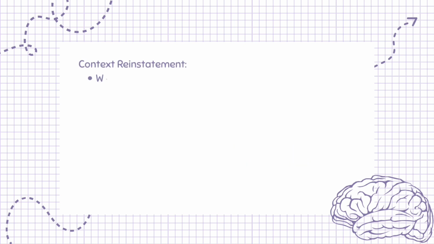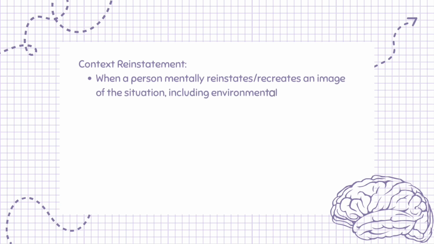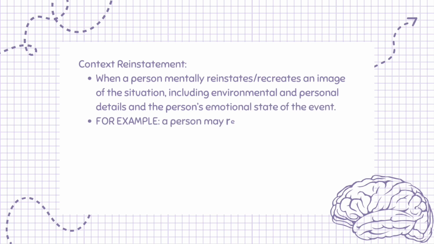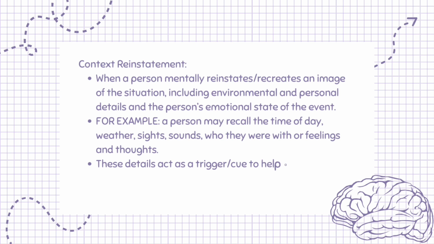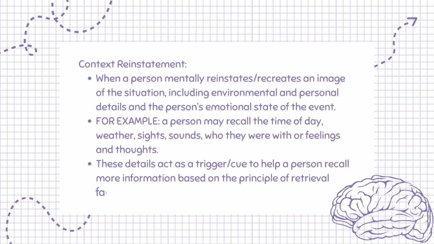Context reinstatement. When a person mentally reinstates or recreates an image of the situation, including environmental and personal details and the person's emotional state of the event. For example, a person may recall the time of day, weather, sights, sounds, who they were with, or feelings and thoughts. These details act as a trigger or cue to help a person recall more information based on the principle of retrieval failure cue-dependent forgetting.